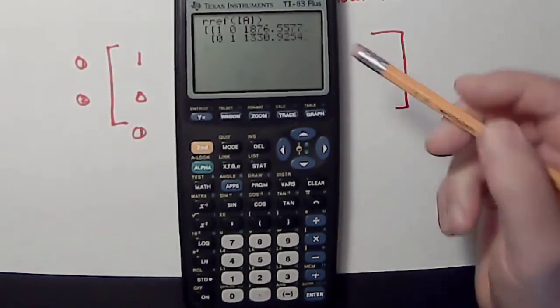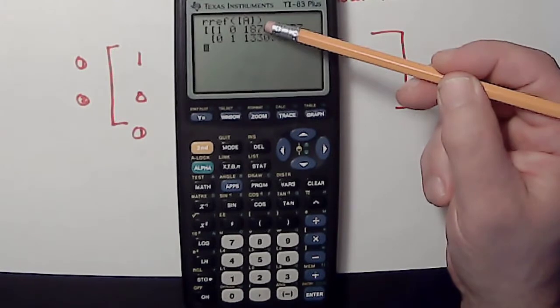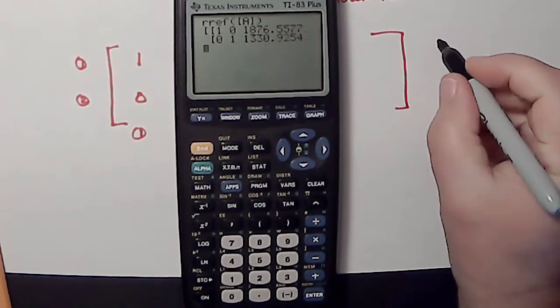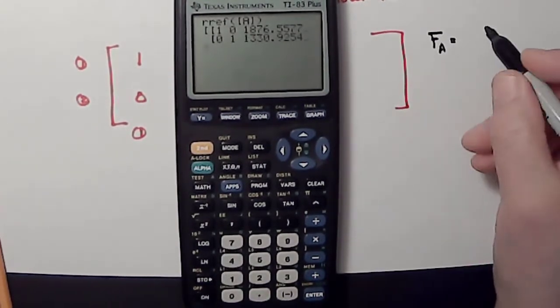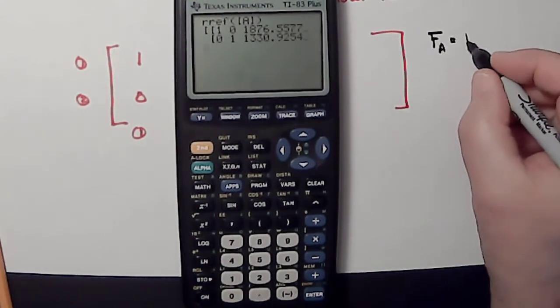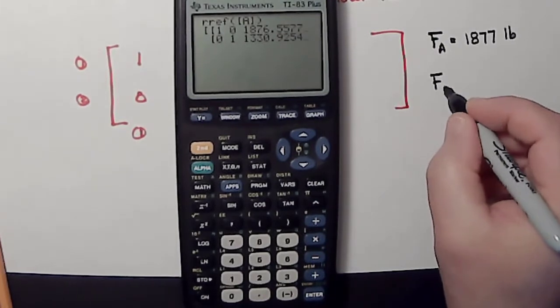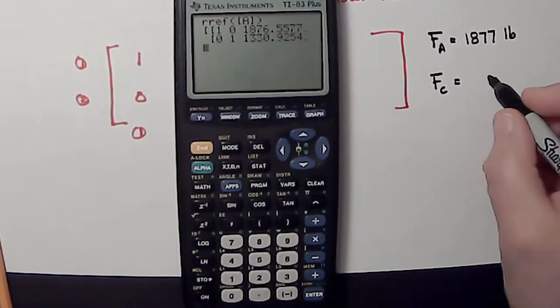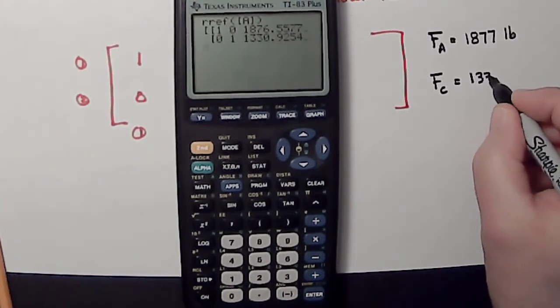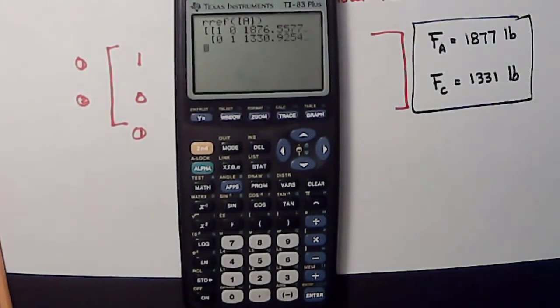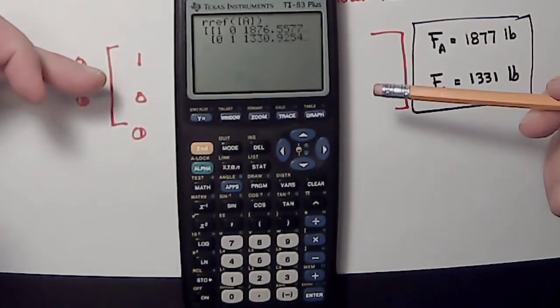That's my answer. This is FA, the first column. This is FC. So if you look at these, I immediately see FA equals 1876.55. I rounded that up to 1877 pounds, and FC is 1330.9, so 1331 pounds. And those were the same two answers that I got earlier. So again, if you've organized your two equations and two unknowns, this is a very easy way to solve a problem.